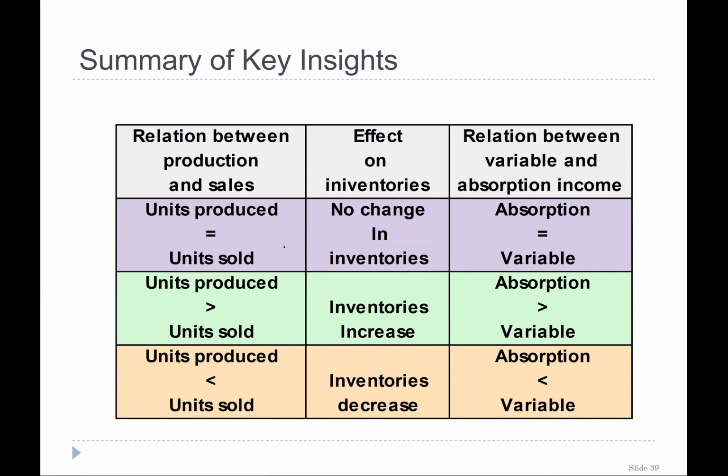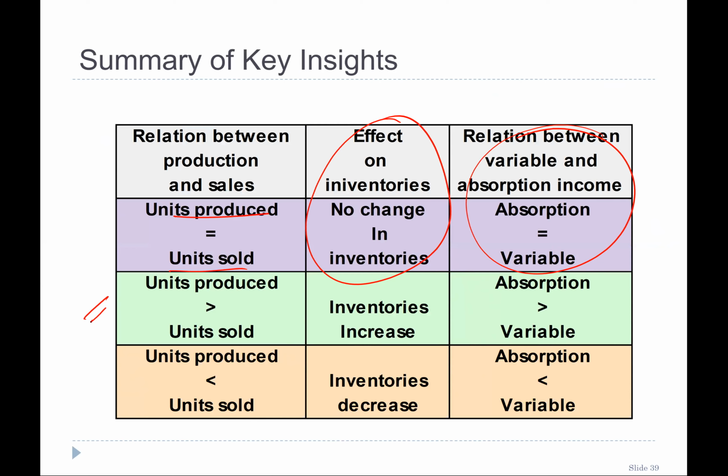So we have a solution here, that is the relationship between production and sales. When units produced are equal to units sold, simple. When what we have produced is exactly the total amount we are selling, then there is no effect on inventory and no effect on profit. Profit of absorption costing is equal to profit of variable costing.